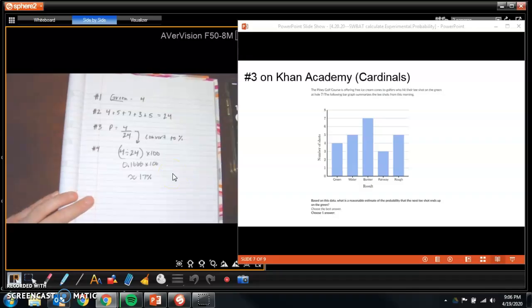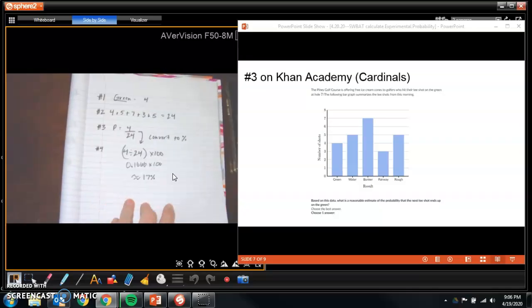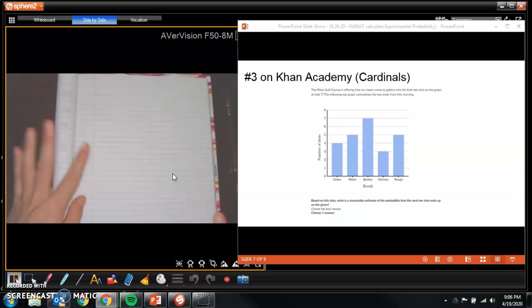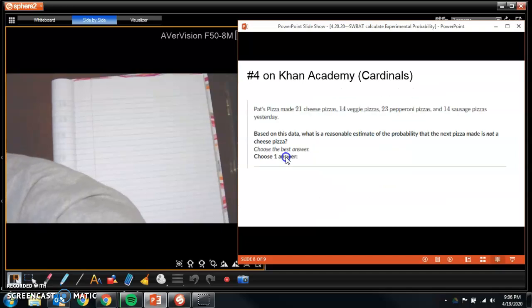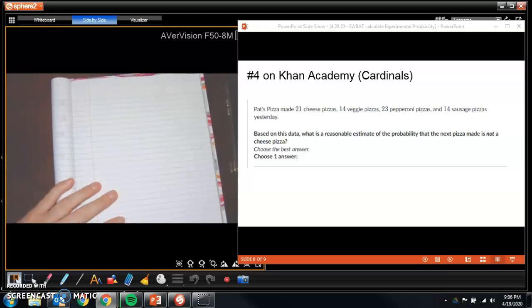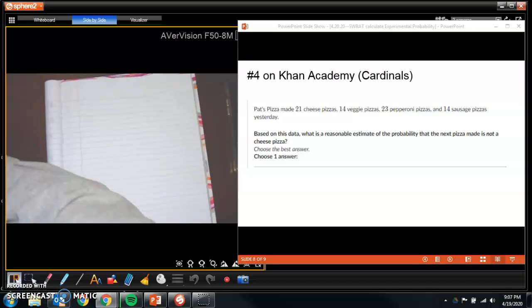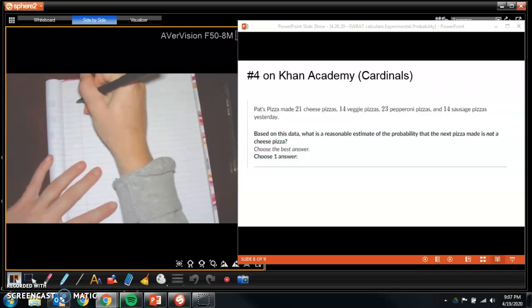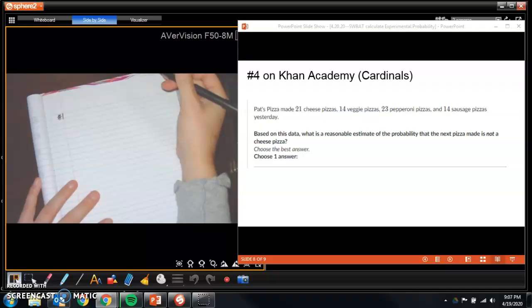Okay, everybody has these written down because we know that they're contributing to our notes. But we're moving on to problem number 4. Problem number 4 reads, Pat's Pizza made 21 cheese pizzas, 14 veggie pizzas, 23 pepperoni pizzas, and 14 sausage pizzas yesterday. Based on this data, what is a reasonable estimate of the probability that the next pizza made is not a cheese pizza?